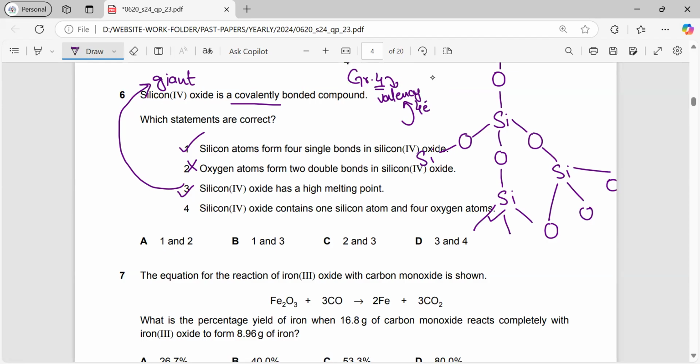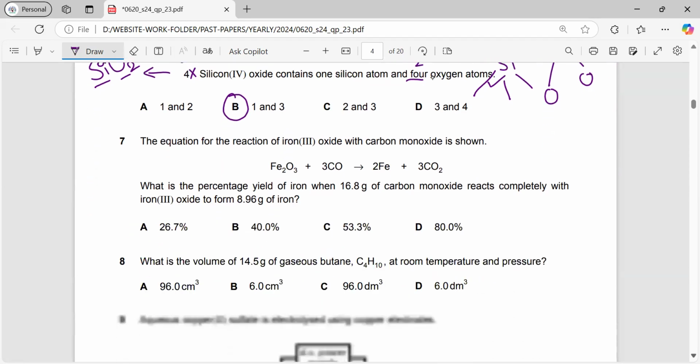And also, if we see the formula of silicon oxide, the formula is SiO2, which makes silicon 1 and oxygen 2 atoms. So a compound is made up of 1 silicon and 2 oxygen atoms. So that is why statement 4 is wrong. So the answer is 1 and 3.